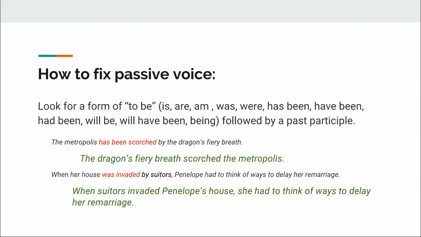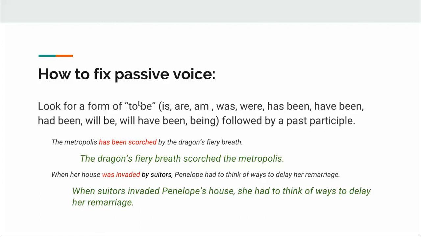All right, so now we're going to look at how to fix passive voice. We know what the problem is now, so we've got to figure out how we go about fixing it. There's basically two steps. To fix passive voice, the first thing you need to do is look for a form of the verb to be. That includes the words is, are, am, was, were, has been, have been, had been, will be, will have been, or being.